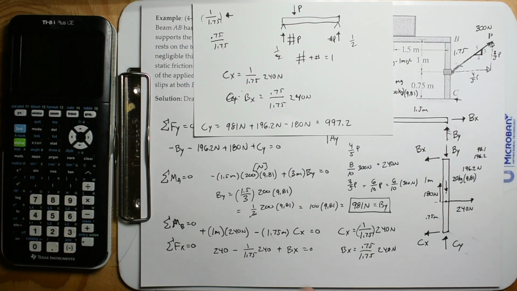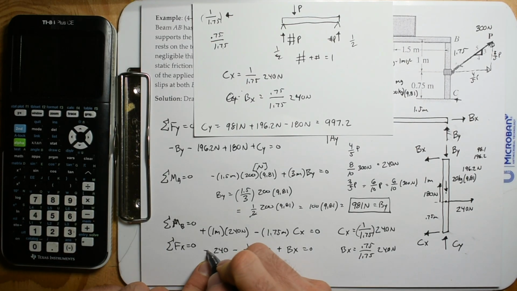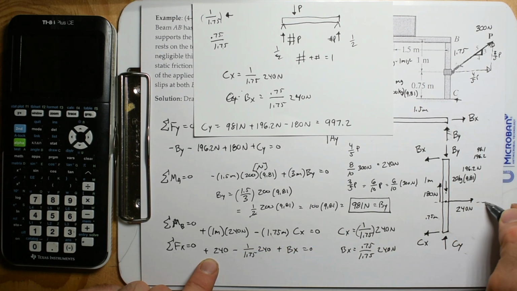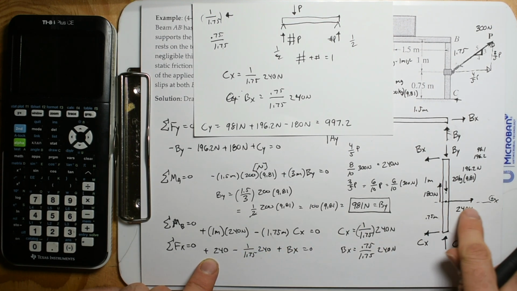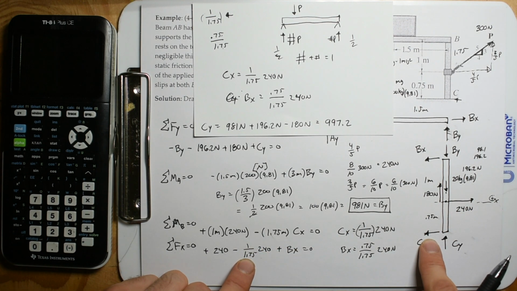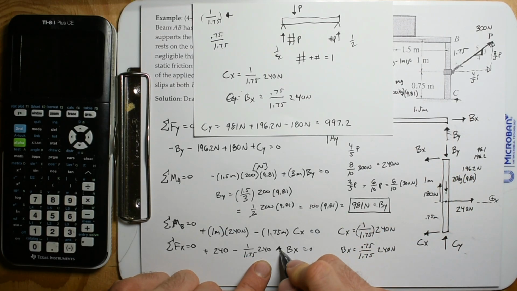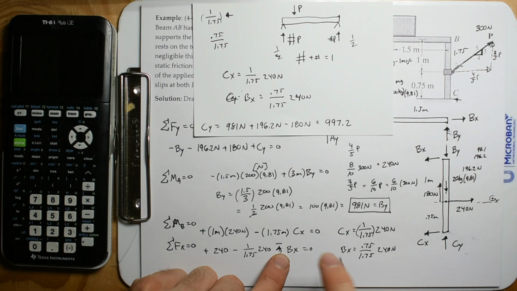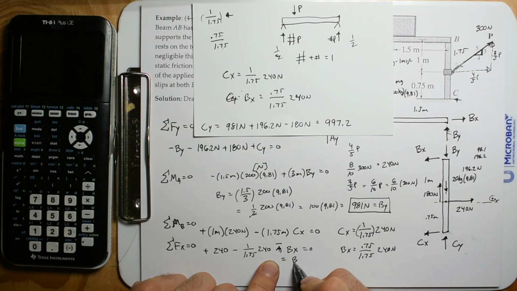Oh, yeah. I did this wrong. So we have, this is the positive x direction. So we have 240 minus Cx, which we just solved for, minus Bx. Sorry about that. If I get Bx to the other side, I can just change the equal sign.